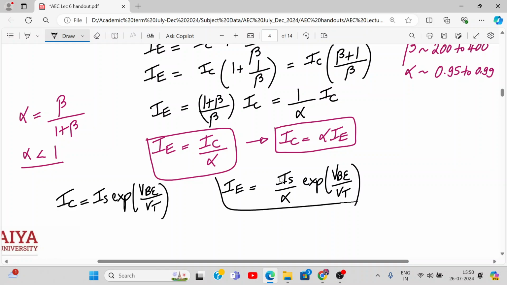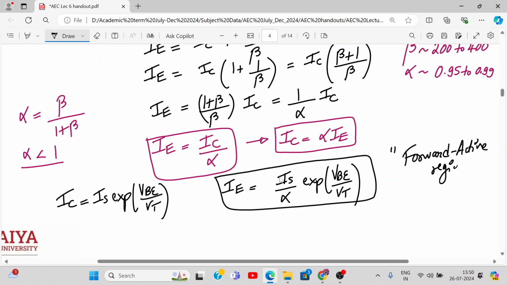See, this is the emitter current expression. Again, dependent upon VB, definitely. And this all is valid only in the forward active region.